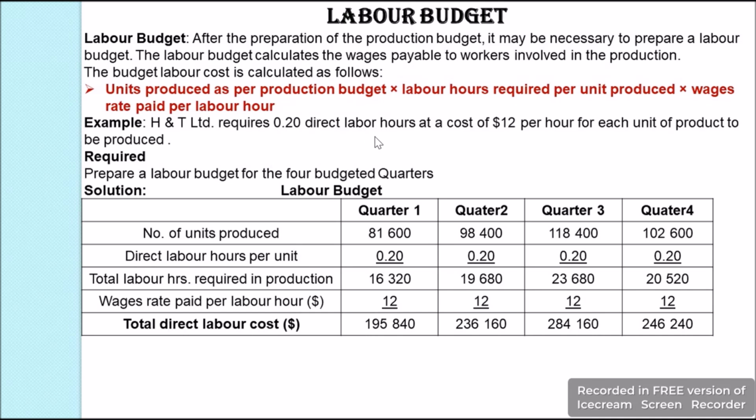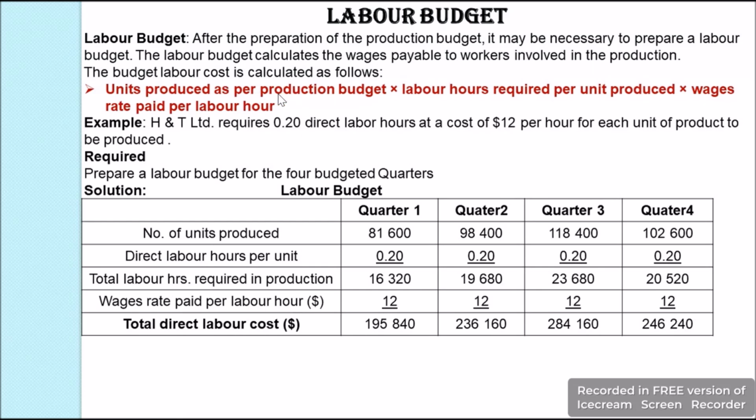So we'll proceed again with our same example, that is H&T Limited requires 0.20 direct labor hours at the cost of $12 per hour for each unit of product to be produced, and now we are required to make the labor budget for the 4 budgeted quarters. Now let's make the labor budget. We'll take the number of units to be produced from the production budget, where for the first quarter we have 81,600, for the second quarter we have 98,400, for the third quarter we have 118,400, and for quarter 4 we have 102,600.